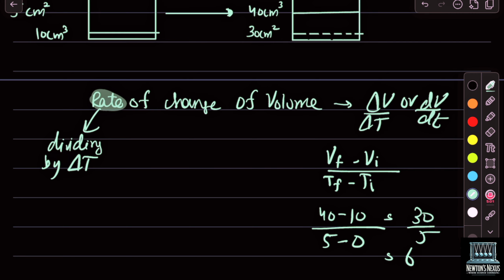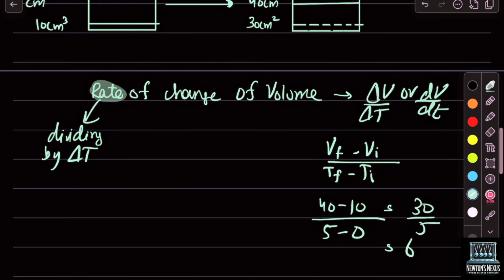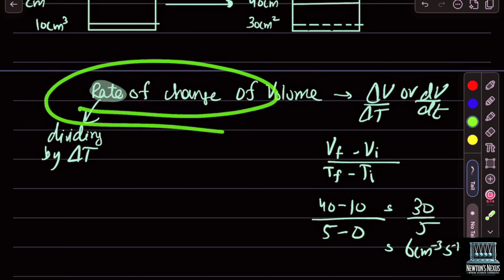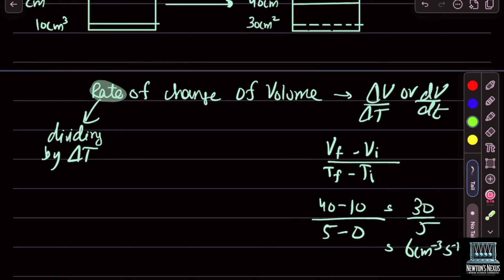All right, so 6 is basically our derivative. It's a derivative, and it's a rate of change. We can also call this the rate of change because our denominator included delta t.